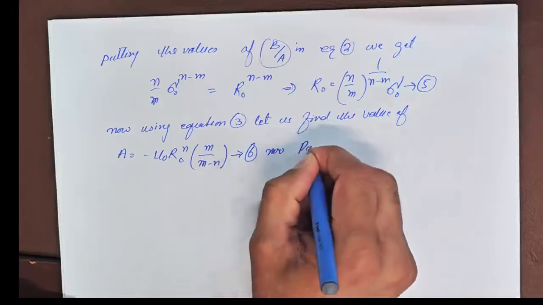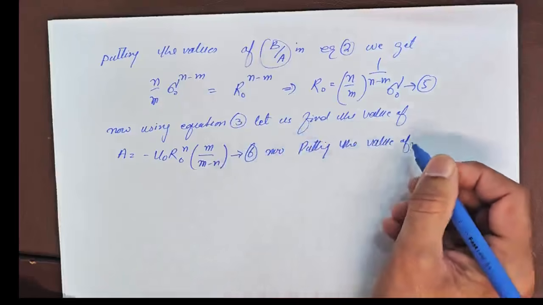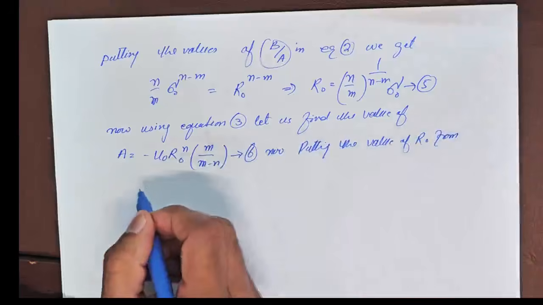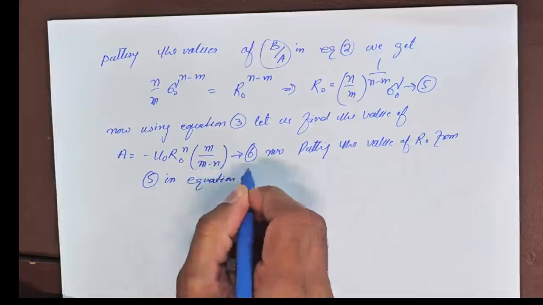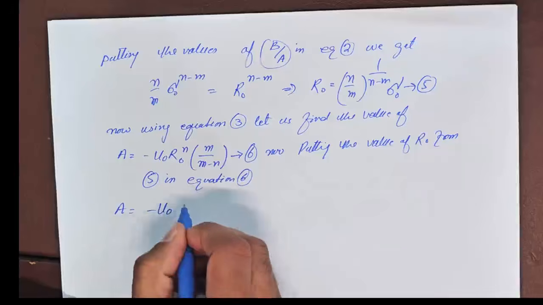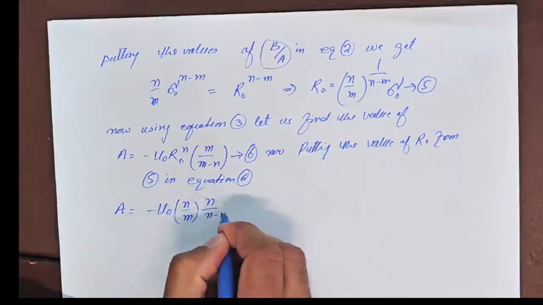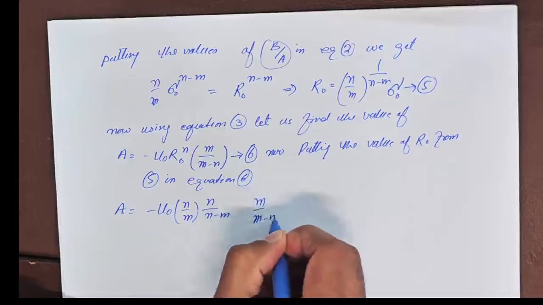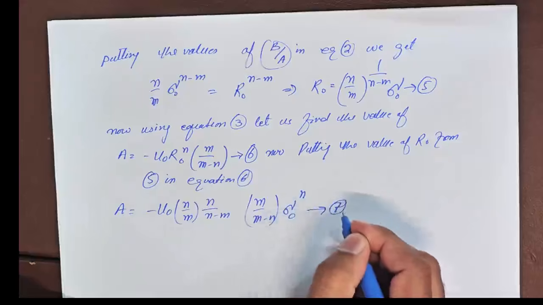Now putting the value of r naught from 5 in equation 6, A will be equal to minus mu naught n by m, n divided by n minus m, to the power n divided by m minus n, sigma naught n. This is equation 7.